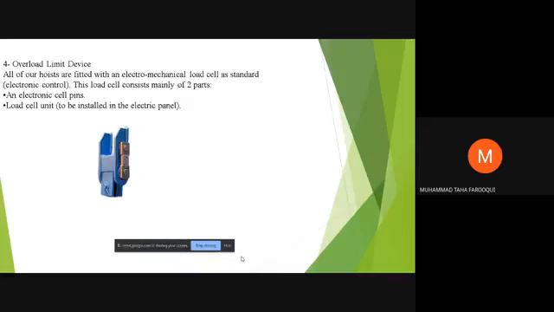Number four is the overload limit device. All of our hoists are fitted with an electromechanical load cell as standard. The load cell consists of two parts: an electrical cell and a load cell pin.